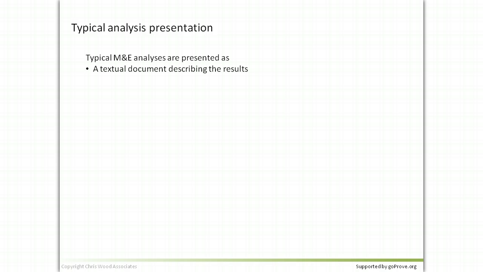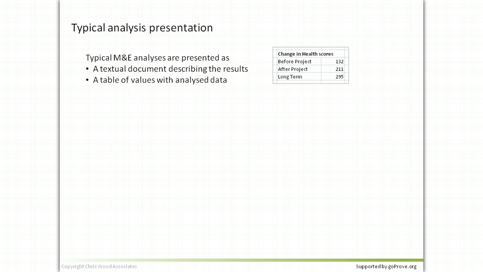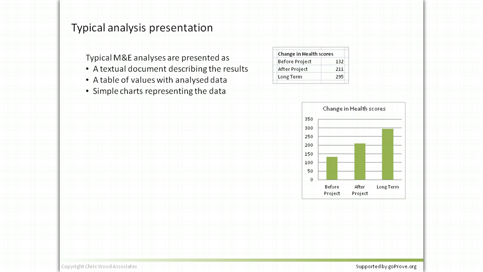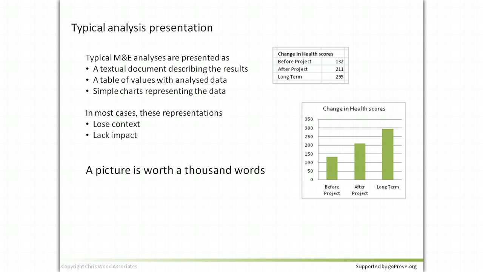Typically, M&E results are presented as a textual document describing the results, or perhaps a table of values with the data, or even some simple charts representing that data. In most of these cases, the representations lose context of the project involved and they lack impact. The reader will have seen this kind of visual display before. A picture is always worth 1,000 words.